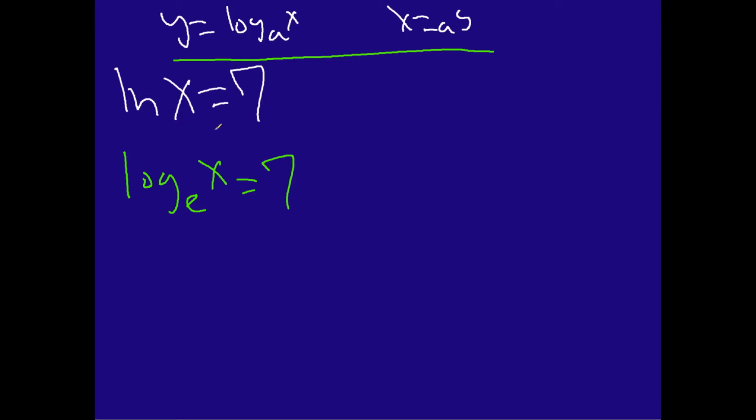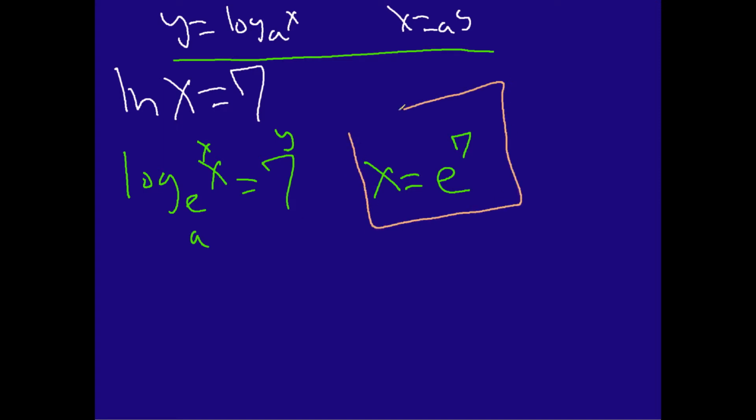So let's see here. The e is going to be my a. The x is going to be, well, you know, my x. And then the 7 is going to be my y. So understanding that, x equals, the a is going to be e to the 7th power, like that. And you can see that we're already done. This is the answer because we've already solved for x.